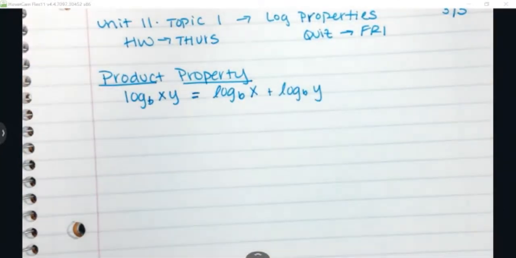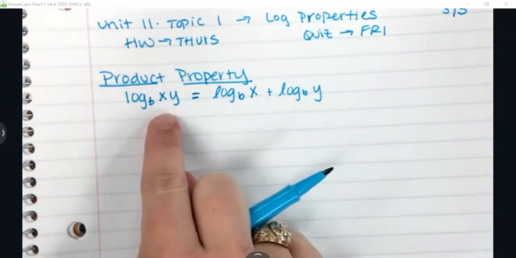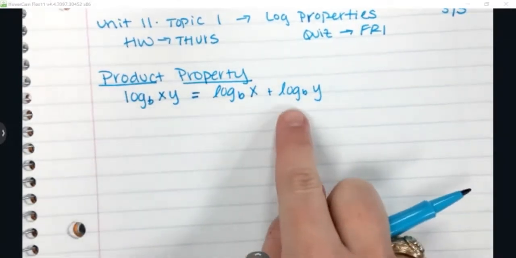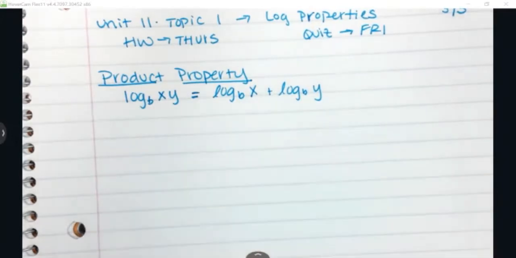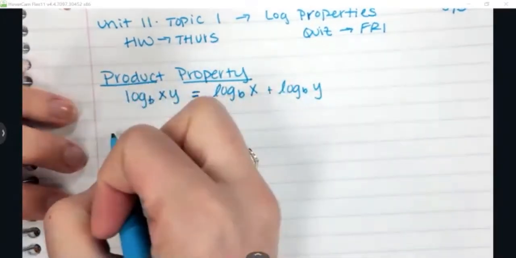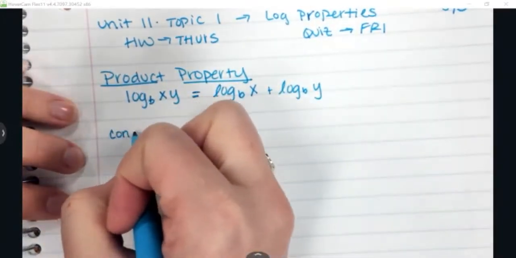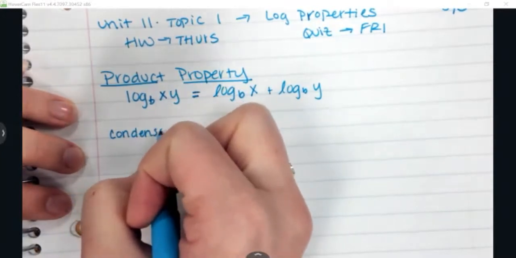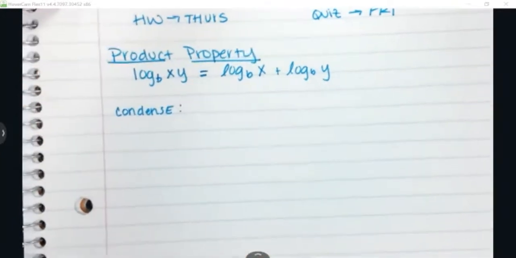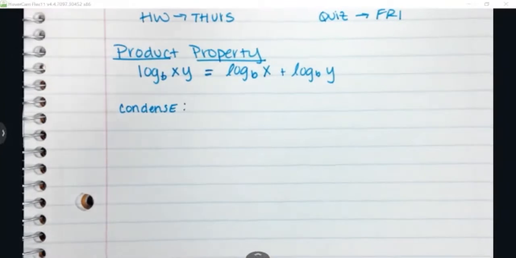So just like exponent properties, when I multiplied, I added my exponents. So when I'm multiplying two items together, it's the same as adding two logs together. You're going to have two questions. One question will say condense. Condense means to make smaller. So I'm going from multiple logs to one log.